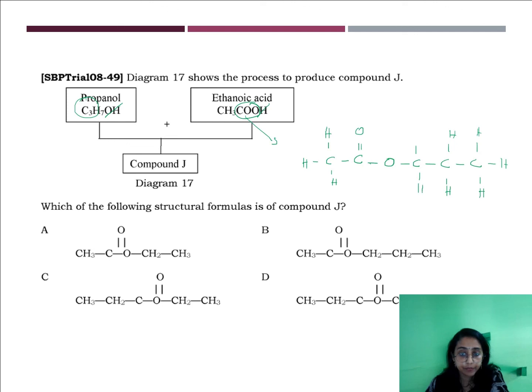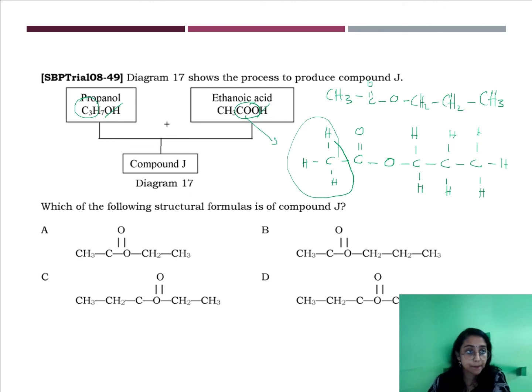And then please go and find for the optional answer that you have. So front must be CH3. Then you should have C double bond O. So here will be CH2, CH2, and then CH3. So the best answer that you get upon you completing the analysis is, okay, the answer will be B.